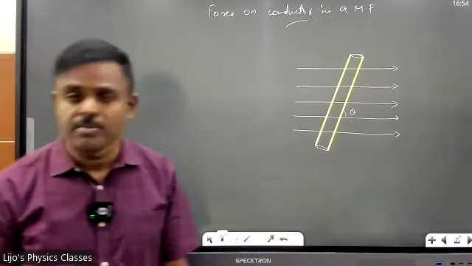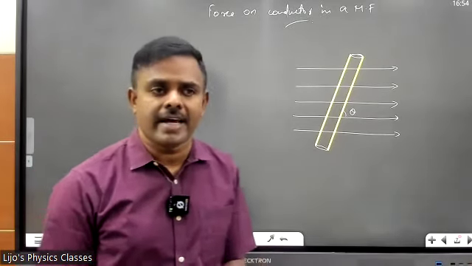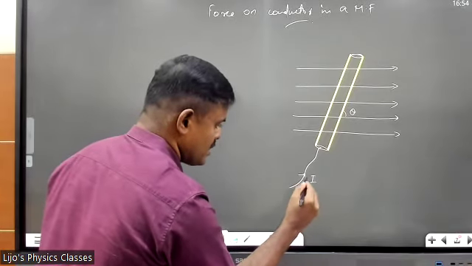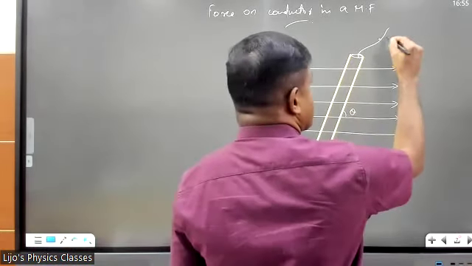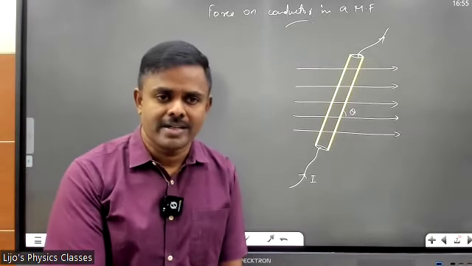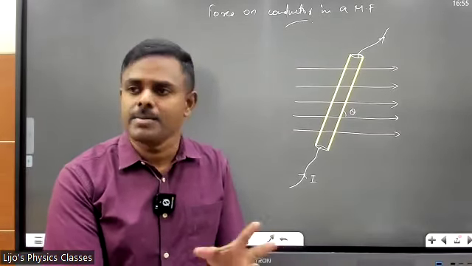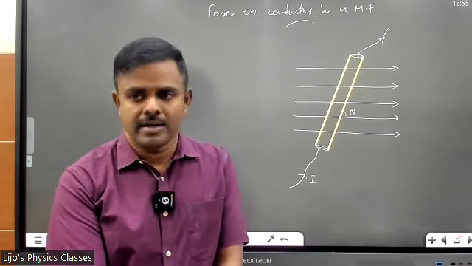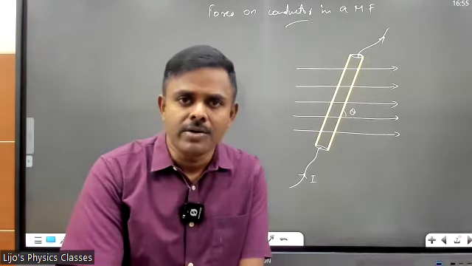I repeat the context one more time. This is a current carrying conductor. I am passing a current through this. So it is a current carrying conductor now, a conductor with a current passing through it. Where is it kept? It is kept inside a magnetic field. Alright. So what happens now?